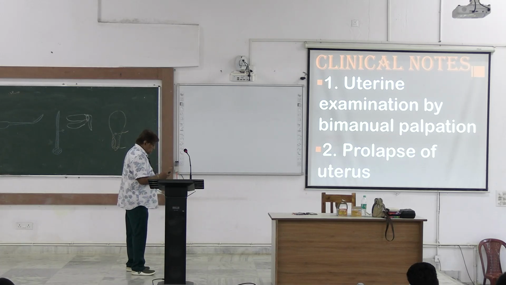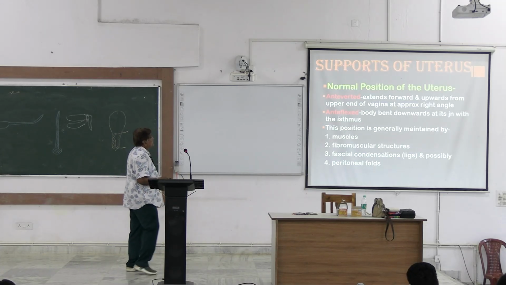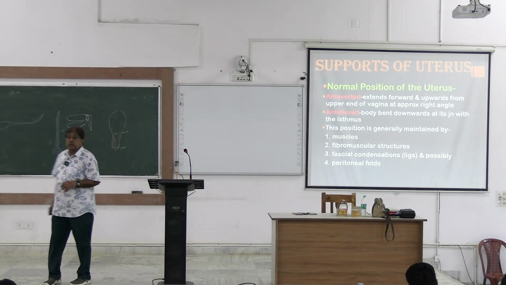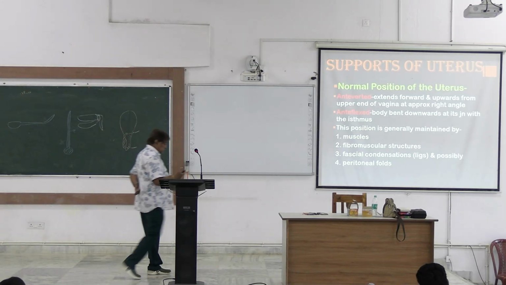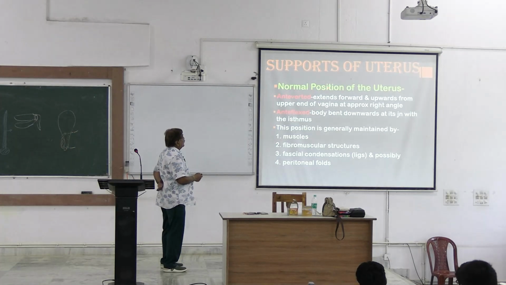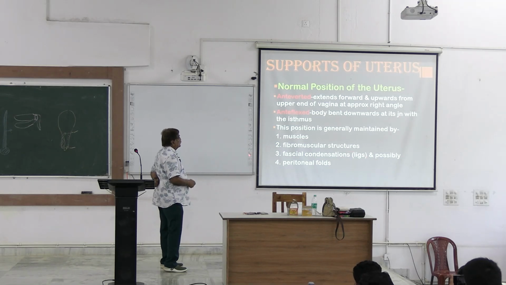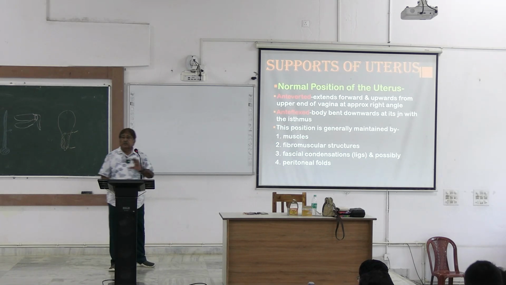Now, the prolapse, the supports of the uterus. This is an important long question. Supports of the uterus: the normal position of the uterus is anteverted, extending forward and upward from the upper end of the vagina at approximately a right angle, and anteflexed, the body bent downwards at its junction with the isthmus. This position is generally maintained by muscles, fibromuscular structures, fascial condensation, ligaments and possibly peritoneal folds. These are the supports of the uterus.